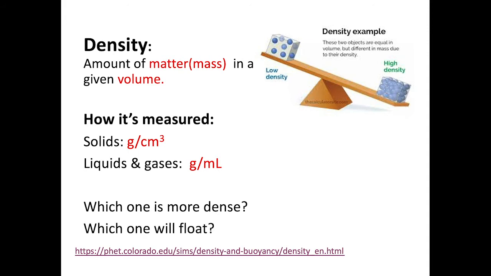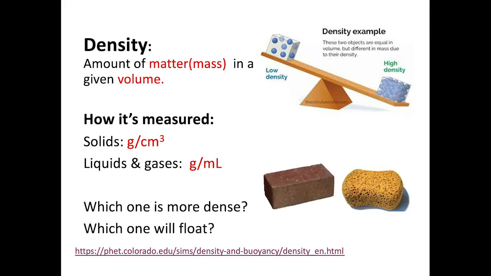So again, which one is more dense, which one will float? These two objects are similar in size, but which one will float? So you would be right if you said the sponge. The sponge is a lot less dense than the brick. The brick has a lot of matter that's tightly packed together, just like this high density object. It's very, very dense, lots of matter packed into the same amount of space. It's going to sink. This one, particles are very separated, less matter packed into a space. It's going to float.